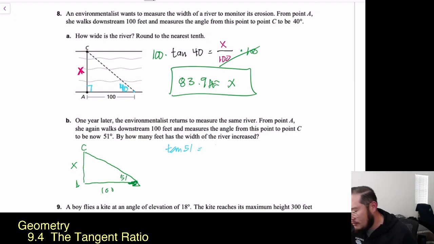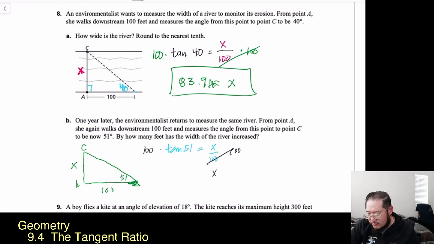So let's go ahead and repeat the process. We'll multiply both sides by 100. And 100 times tangent 51, that gets us approximately 123.5 feet. So there's quite a bit of erosion happening at this river. I'd be a little concerned, especially if you live close by it, because it gets us to our final answer, or the question is, how many feet has the width of the river increased?